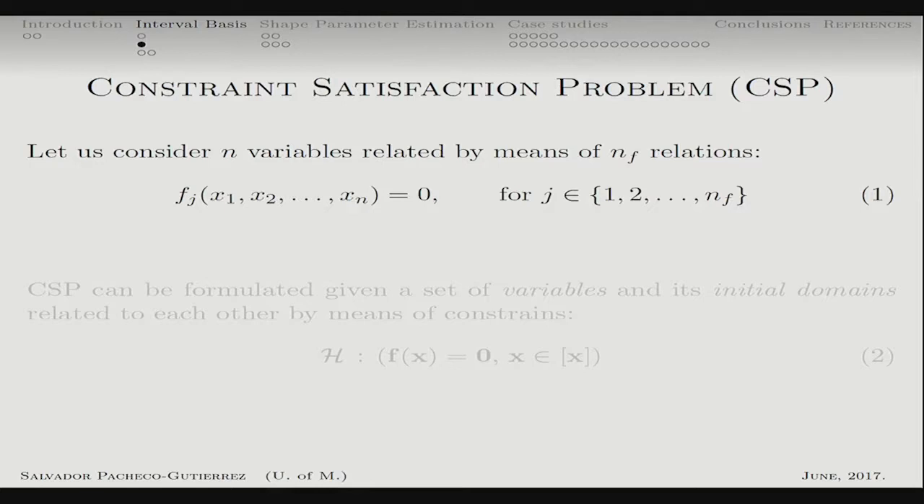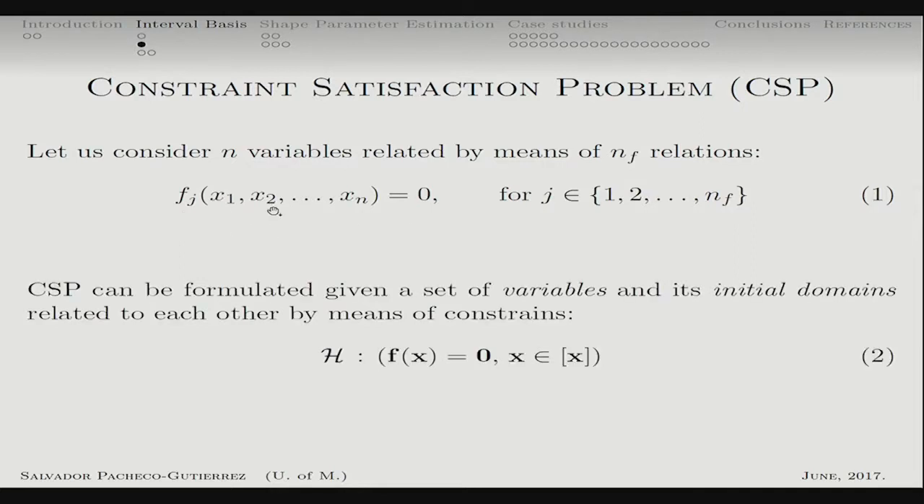To solve this, we have to use the constraint satisfaction problem, which is defined by the function shown. Having a function and a set of parameters, it's possible to define the constraint satisfaction problem in this manner, having initial domains for the parameters that we're looking for.